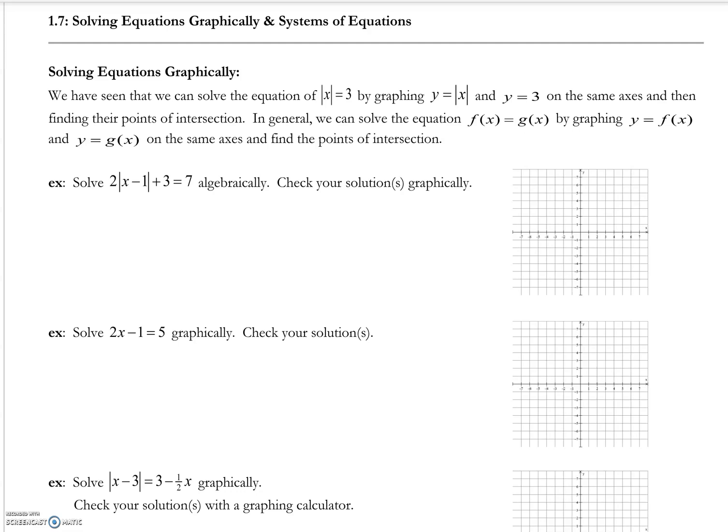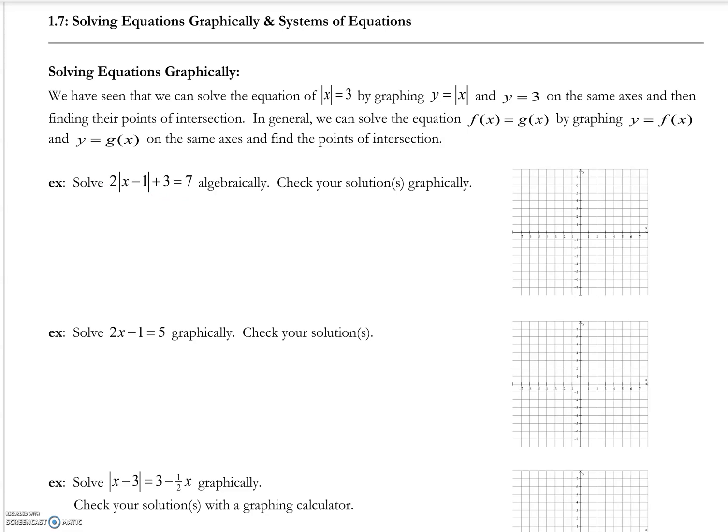If you're trying to solve an equation algebraically, you can always check your work graphically. For example, I've got this equation, 2 times the absolute value of x minus 1 plus 3 equals 7. I want to solve that algebraically, but then I can also check my work graphically. This is a really good skill to be able to show your thinking in two different ways.